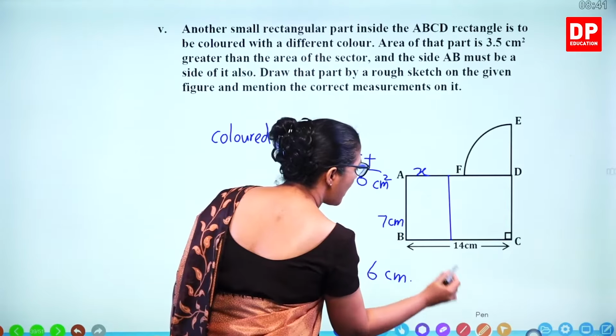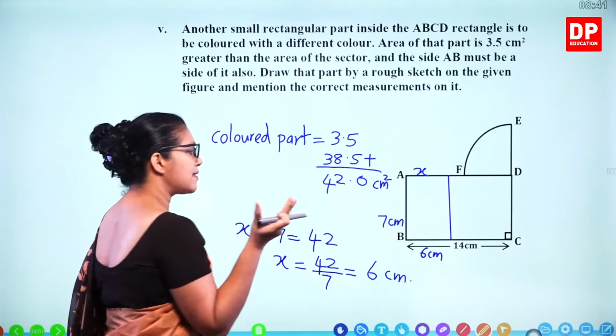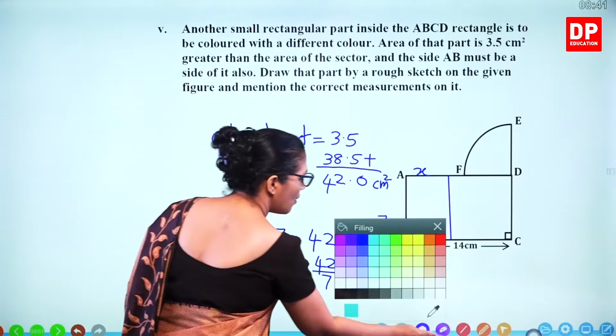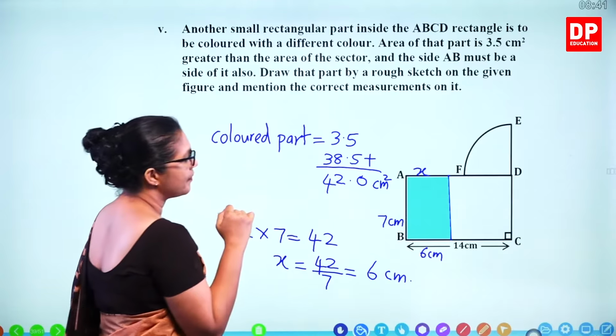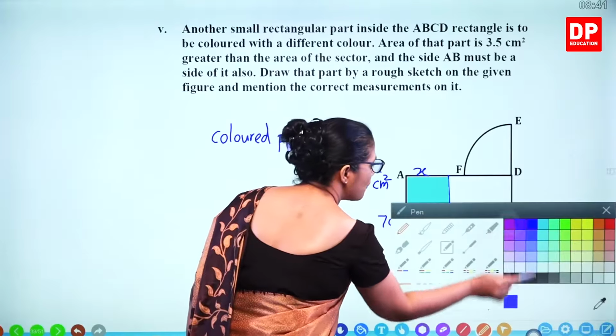So, you have to show that this is 6 centimeter length and 7. You get 6 times 7, 42. So, what's the shaded part? This one. So, that's the last part of this question.